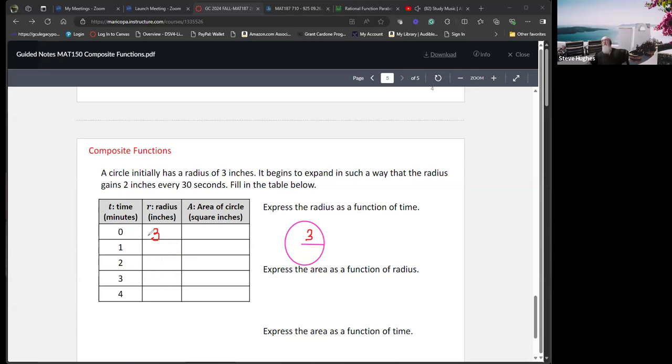All right, so what I want you guys to do is see if you can write a formula for that, right? That's what we're trying to do. How could I write a formula for that? This is 7, right? Could I write a formula that would help me to express the radius as a function of time?